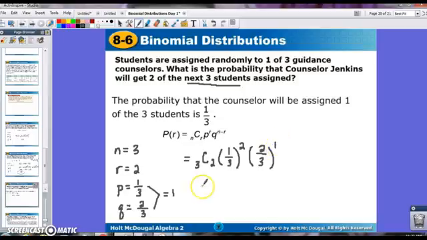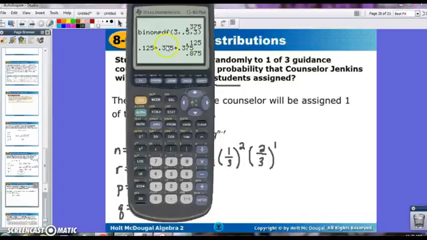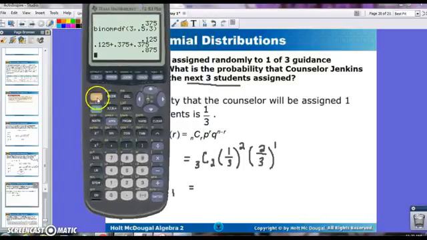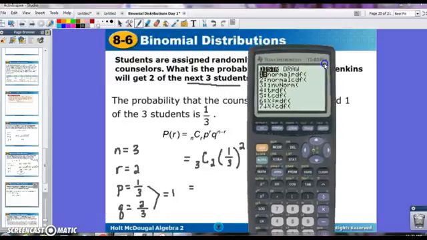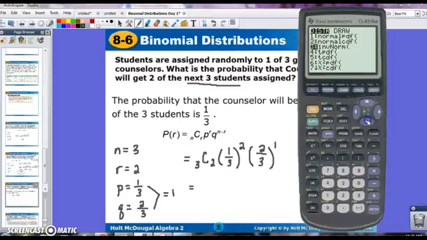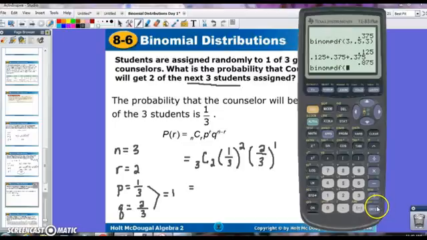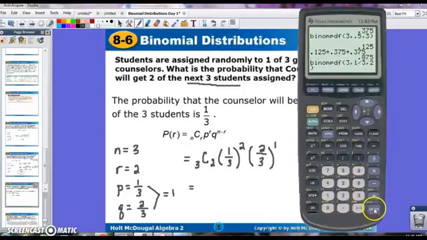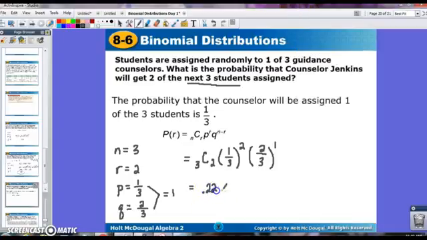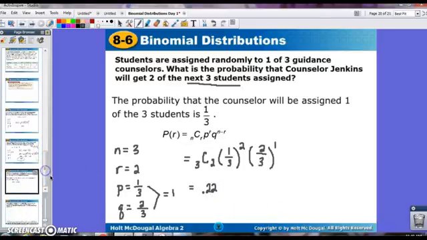This is the number of failures. And again, I can do that all in my calculator. Second vars. Let me move my calculator over here so we can see all of our numbers. I'm going to scroll down to binom PDF. Remember, it's n, p, r. So n is 3. p is our probability of success. I'm going to just put it in as the fraction instead of converting it to a decimal, so 1/3. And then r is 2. Close your parentheses, enter, and you'll get your answer. It's 0.22 repeating. So about 0.22 is that probability.